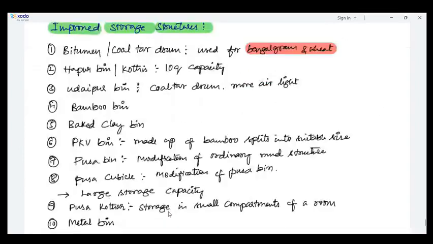Okay, so I have just given some of the storage structures. You might have heard about them. I don't know whether you have heard about this or not, but this is not necessary. Just leave it. If you can remember them, just go through it once. This is not compulsorily necessary for this JRF.